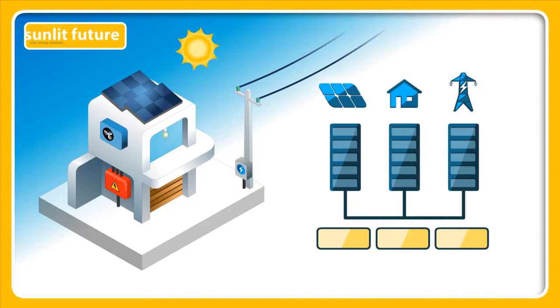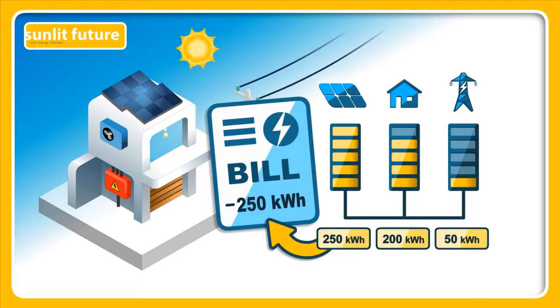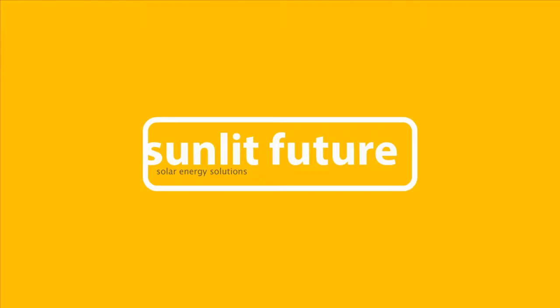Now let's take a look at how much you have saved during the last billing cycle. The solar panels produce 250 kilowatt-hour units of energy, of which 200 was consumed and 50 was exported. You have a saving of 250 kilowatt-hour units in the electricity bill. Every unit of energy produced by the solar panels, consumed or exported, will result in a lower electricity bill. That's how a grid tie solar system with net metering works.